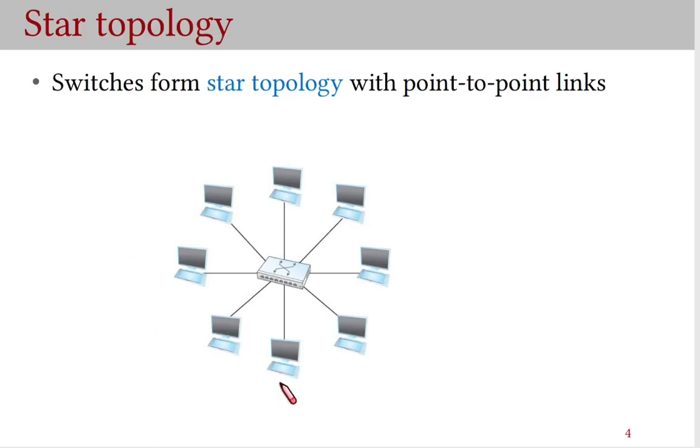This network configuration where hosts are connected to a switch via point-to-point links is called a star topology. Note that in this topology, the hosts are not connected directly to their peers. They only connect to their peers through the switch.